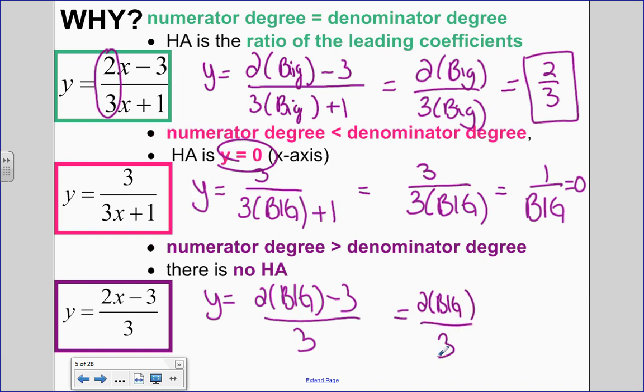Okay, so imagine I have 2 times a really big number and I divide it by 3. It's still going to be a big number. So this is just going to continue growing. It's going to be a little less big, but it's still going to be big. It's not going to approach a specific value. So since it's not approaching a specific value like this one and this one, we say that there is no horizontal asymptote. So that's where I'm going to see the ends of the graph not approaching a specific value.